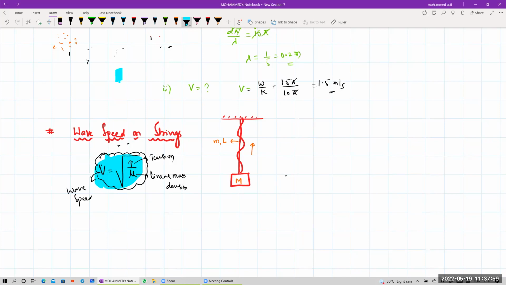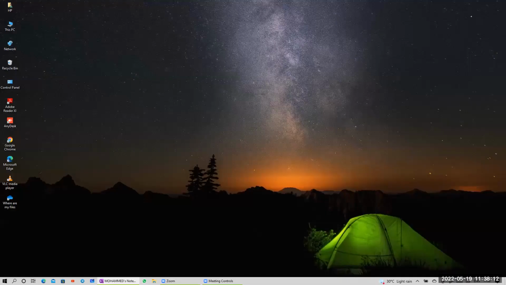V is equal to under root of T by mu. What is T and what is mu, beta? T is tension in the string. Mu is what? Linear mass density. Linear mass density, that is, mass per unit length.